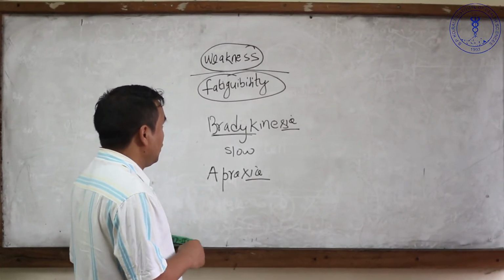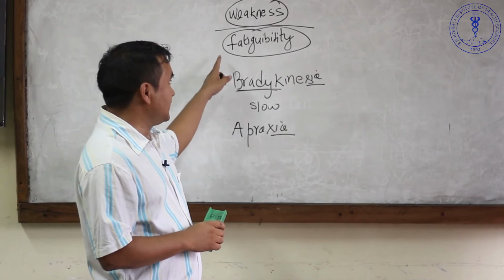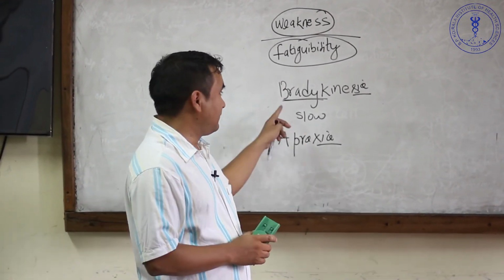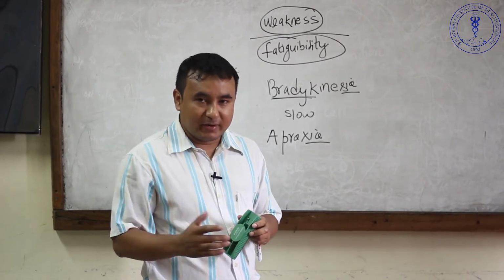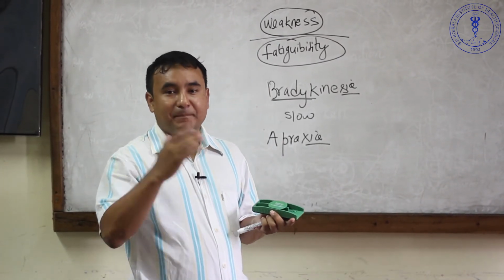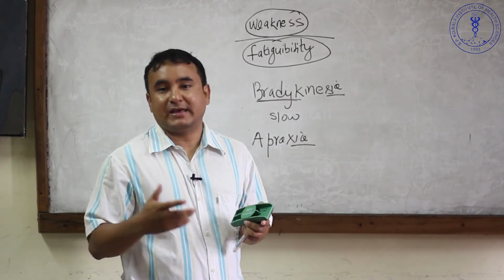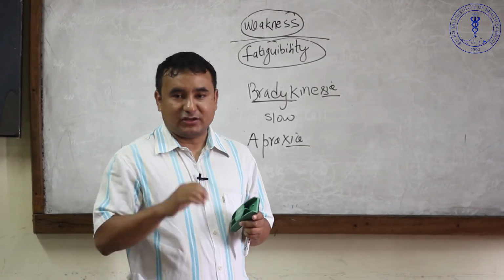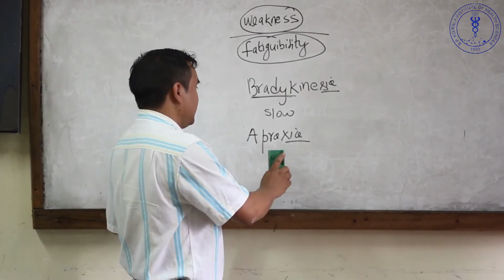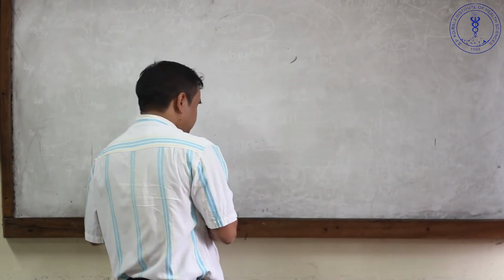Okay, so weakness is a reduction in the muscle power, fatiguability is the inability to sustain the action, bradykinesia is the slowness of the movement, and apraxia is the difficulty or impairment in the idea generation to perform any activities despite the normal motor and sensory function. Okay, now you also understand the terminologies.